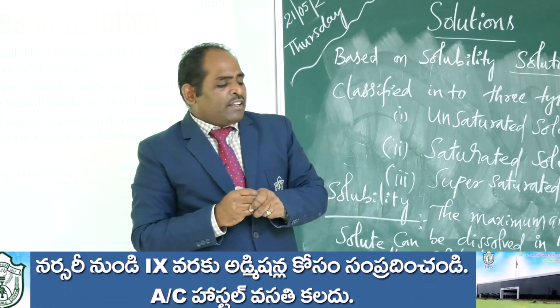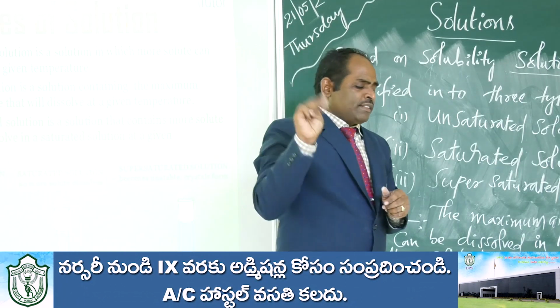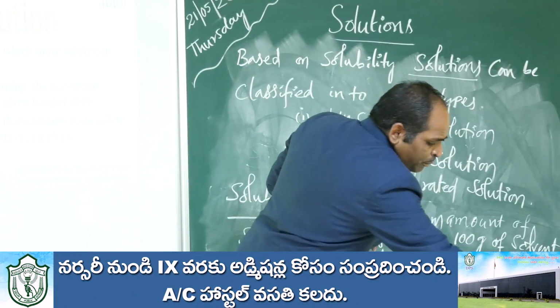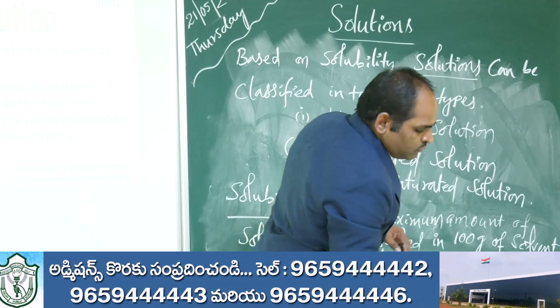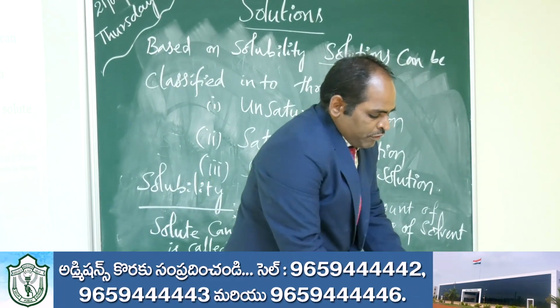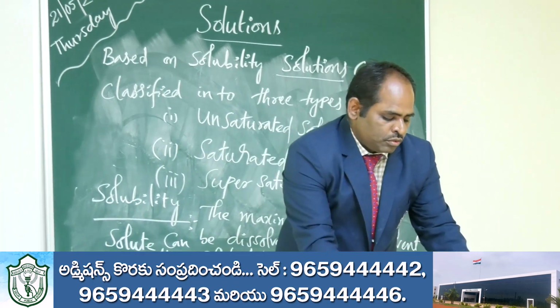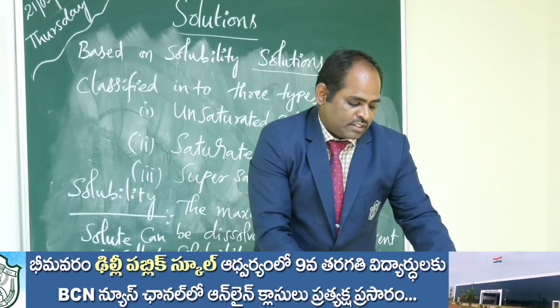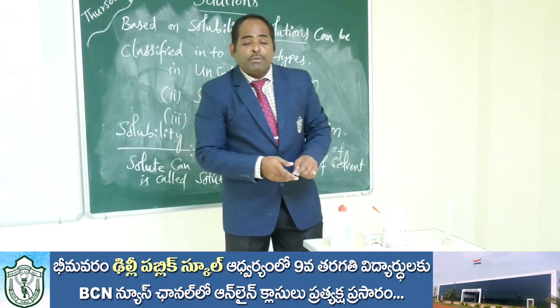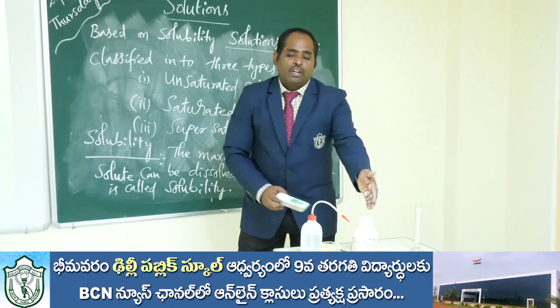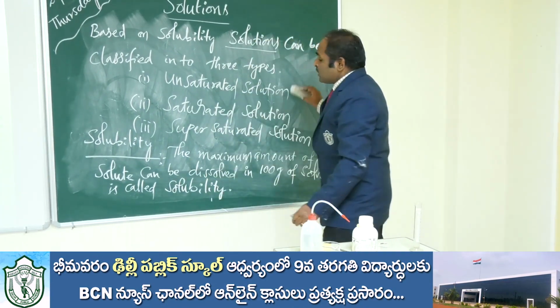Is it clear? See, I am taking 3 beakers. We have 3 beakers: this is 1, here 2 and 3. Clear? I'll draw it on the board again. The 3 beakers.